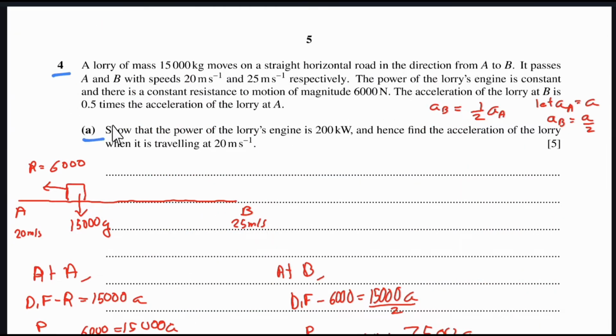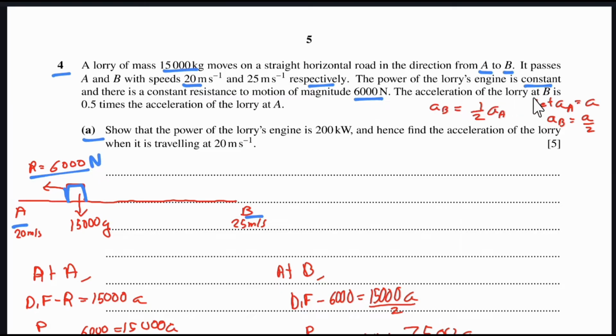In question number 4, part A, the lorry of mass 1500 kg, this is our lorry and its mass is given, moves on a straight horizontal road in the direction from A to B. It passes A with a speed of 20 meters per second and B with a speed of 25 meters per second, respectively. The power of the lorry's engine is constant and there is a constant resistive force to the motion of magnitude 600 Newton. So the resistive force R is 600 Newton.